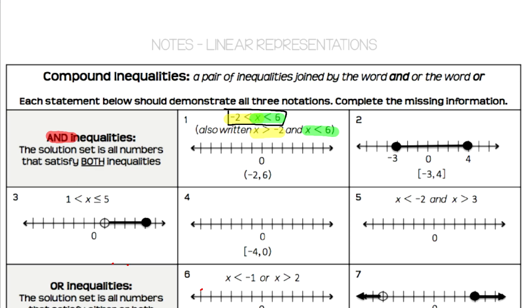I'm going to graph x is greater than -2. So I'm going to put -2 on the number line. Greater than is an open dot. And my solution set is going to the right of it.